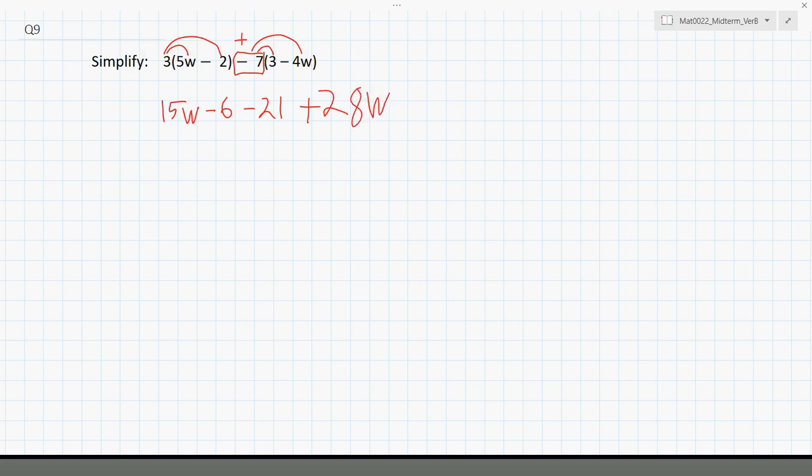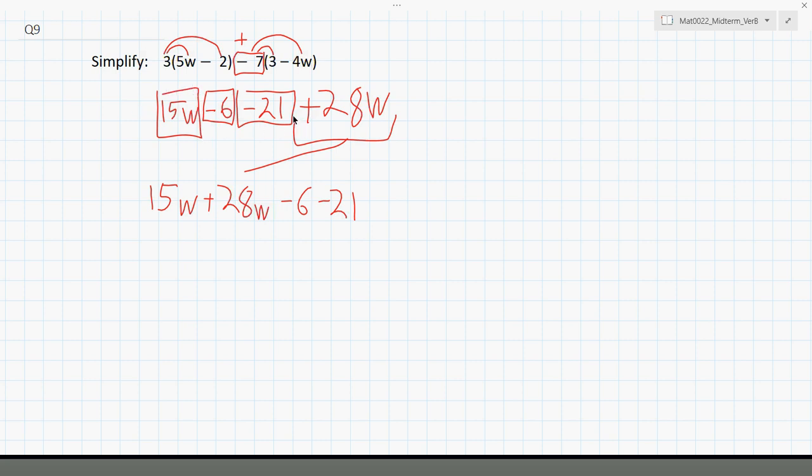At this point, I'm going to put like items next to each other. So we're going to take the positive 28, and we're going to move it over with the 15. So we'll have 15w plus 28w, and then we'll do minus 6 and minus 21. And this is all because we're saying every sign that stays in front gets stuck to that now as its personal sign.